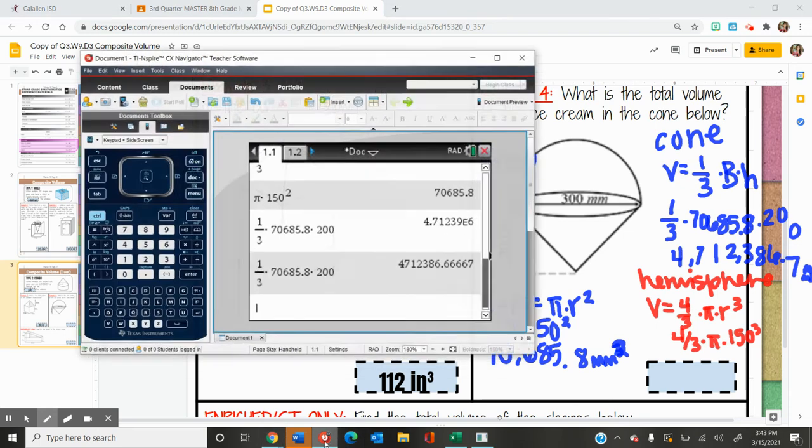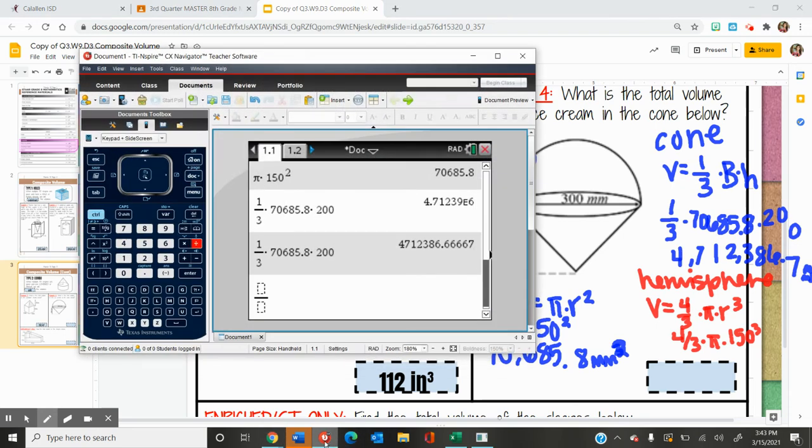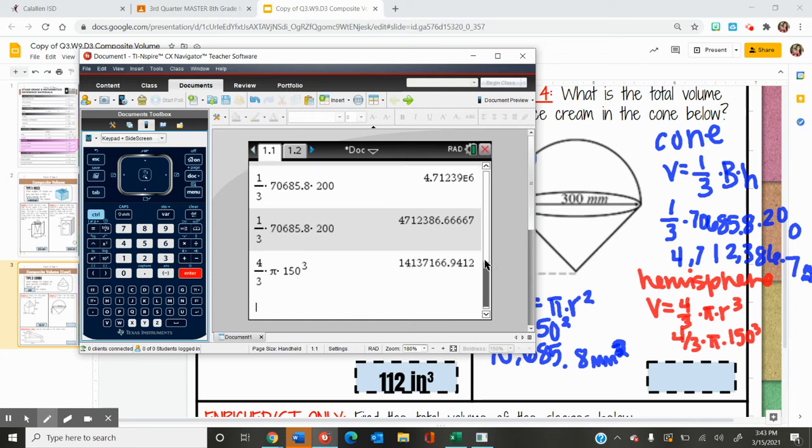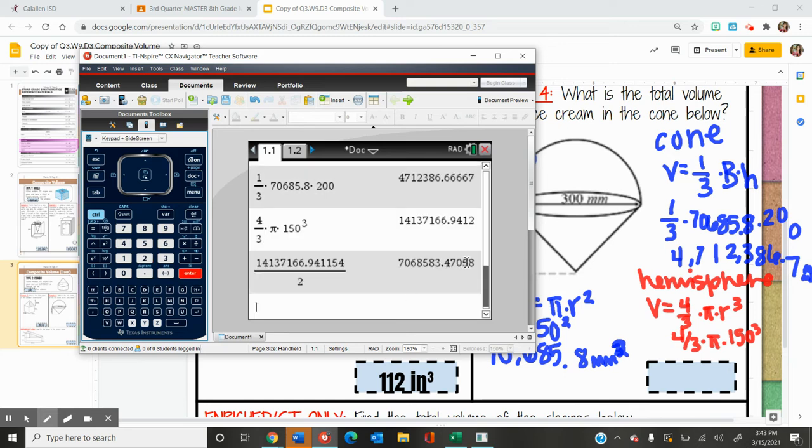So I'm going to go ahead and open this up and I'm going to plug that in. So control divide, 4 on top, 3 on the bottom. I am multiplying this by pi and I'm multiplying that by 150 cubed. And to get to the power of 3, if you see the x squared, it's going to be the caret top right next to it, and I'm going to put to the power of 3. And this is going to be the volume of my sphere. Now, I still need to divide this by 2. When I divide by 2, I get this number. This is going to be 7,068,583.5.